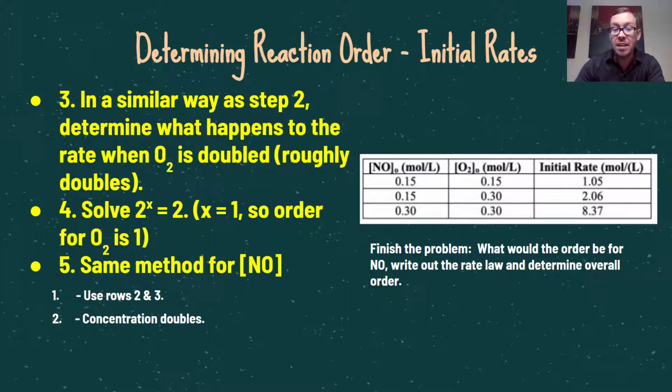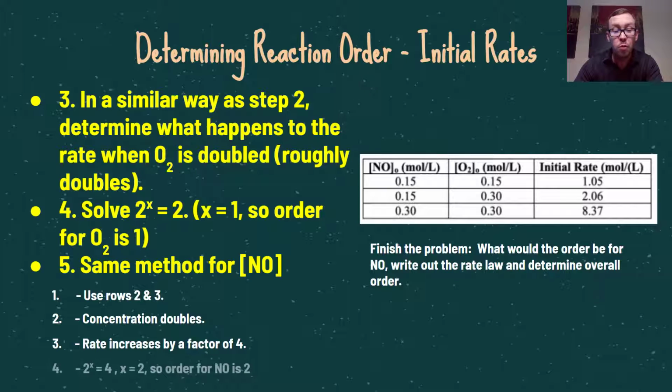So we do that. We find that the concentration doubles in NO. Let's take a look at the rate. We notice that the rate increases by almost a factor of 4. So 2 to what power is 4? Well, what we would say is 2. So the order for NO is 2. So now that I know the order of NO and I know the order of O2, I can now write out my rate law. Rate equals K times the concentration of NO squared times O2.